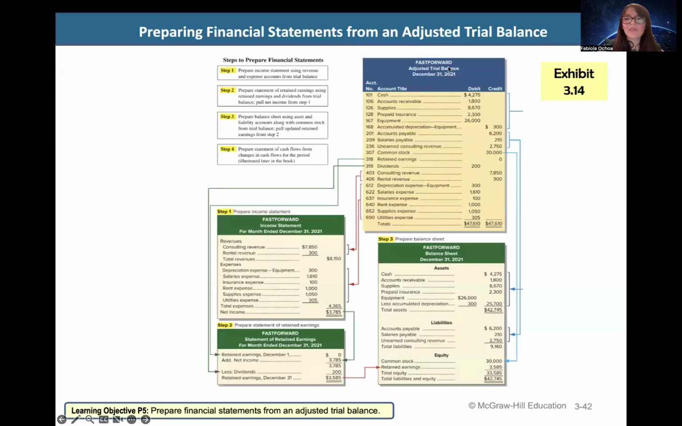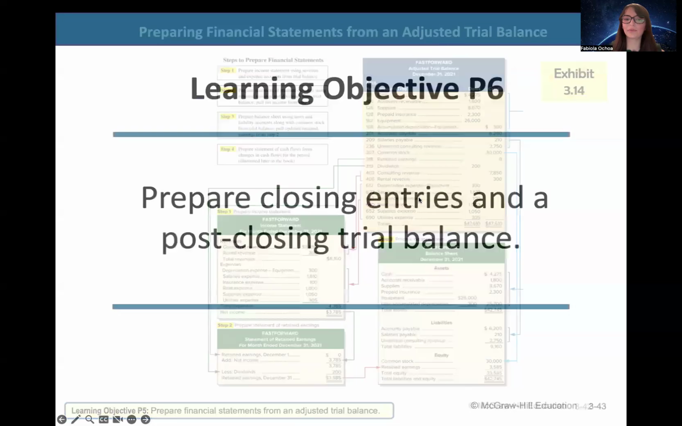So here is a nice visual that you have seen before that explains how we prepare financial statements from our adjusted trial balance. Okay, so as you can see, these amounts in our trial balance flow through to our financials.